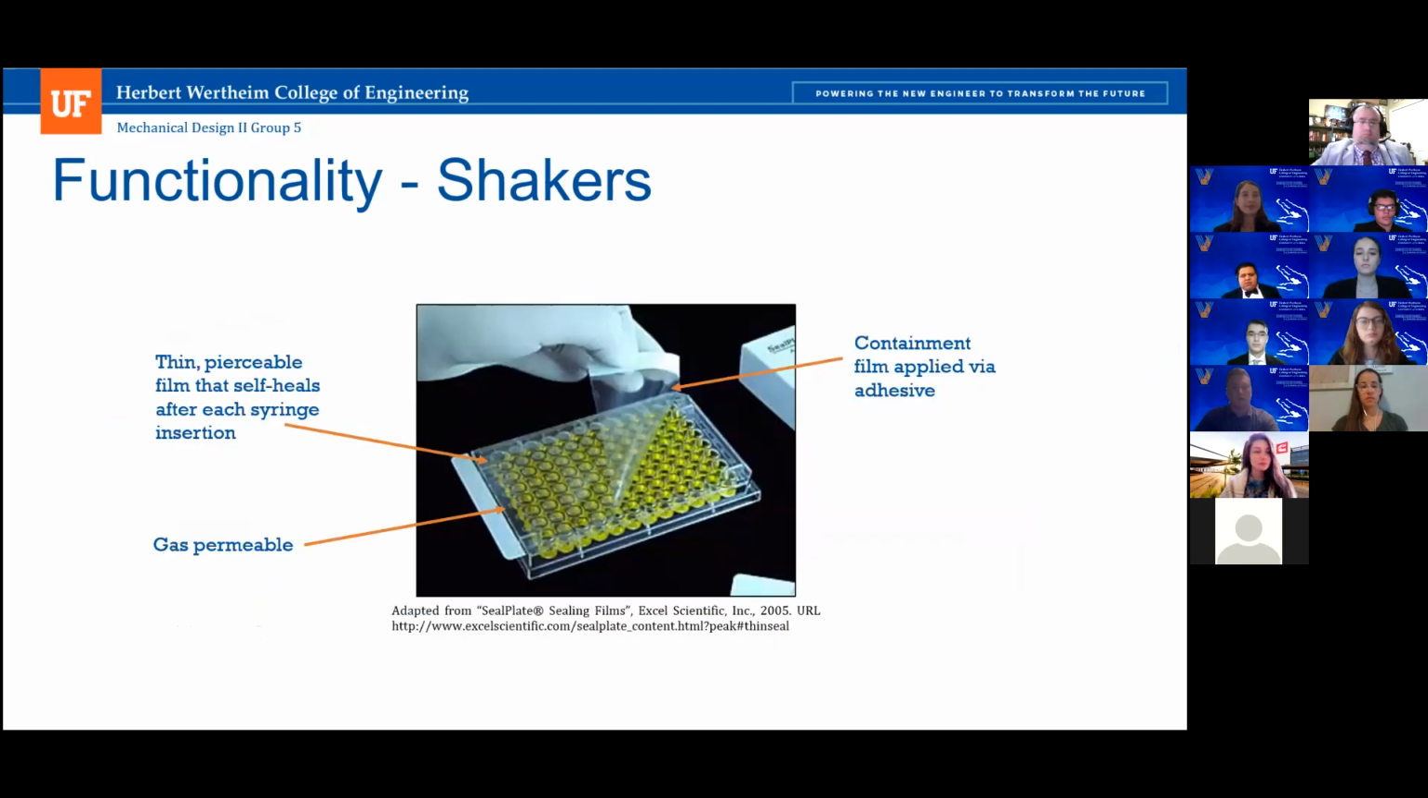To eliminate the possibility of spilling the samples during the shaking process, a sealant film is used on the well plates via an adhesive. These seals are pierceable by the needles and have a self-regeneration quality, which allows us to use them multiple times. Additionally, the seal is also permeable, so the ambient environment can reach the samples with no problems. Next slide.